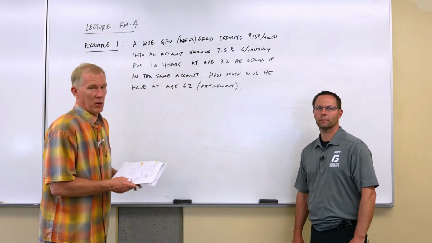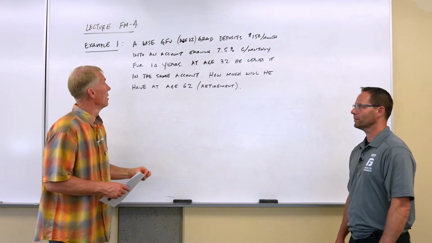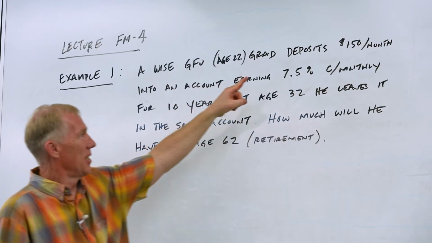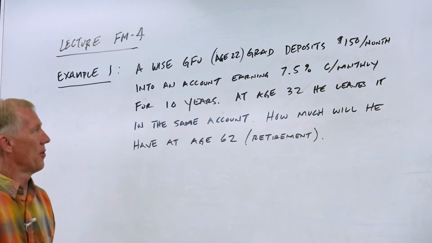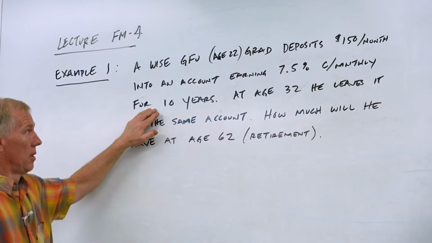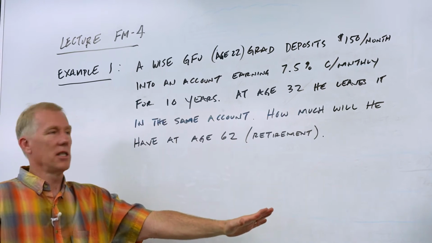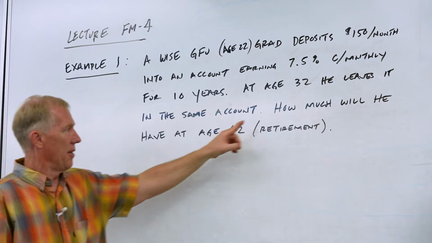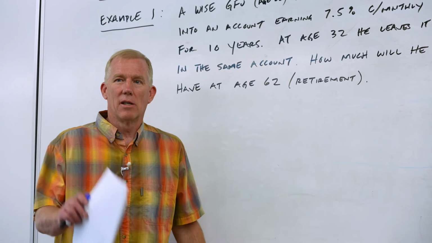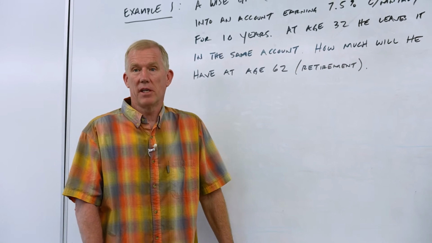Okay, so here's our first example that we'll try to classify in the correct category. We have a wise GFU grad, 22 years old, obviously a Math That Matters student. For sure. Decides to deposit $150 a month into an account that earns 7.5% interest compounded monthly for 10 years. At age 32, he stops the deposits, but he just leaves the money in the account untouched in the very same account. And the question is, how much will he have at age 62? So here's the pause and think challenge. Which category does this problem fit in?